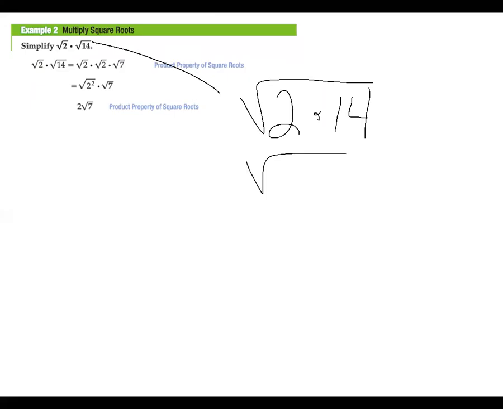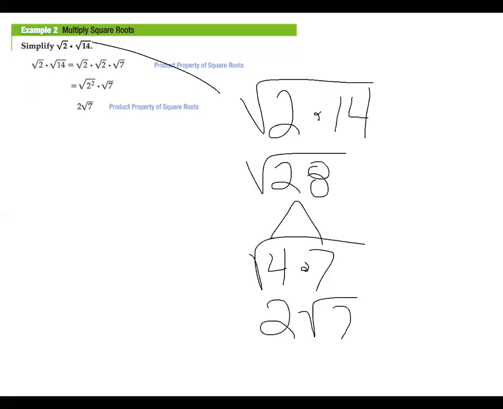Another way to do that problem is to multiply the 2 and the 14 together. If you multiply square roots, you can multiply the radicands together, and that gives you 28. And then you might be able to see that 28 is 4 times 7. Square root of 4 is 2, and square root of 7, 7's not a perfect square. So that's another way to get to the answer there.